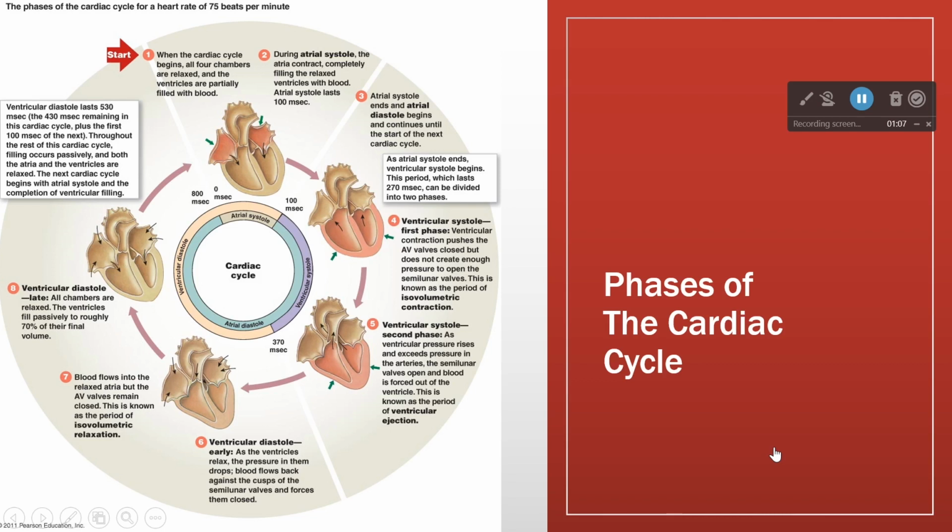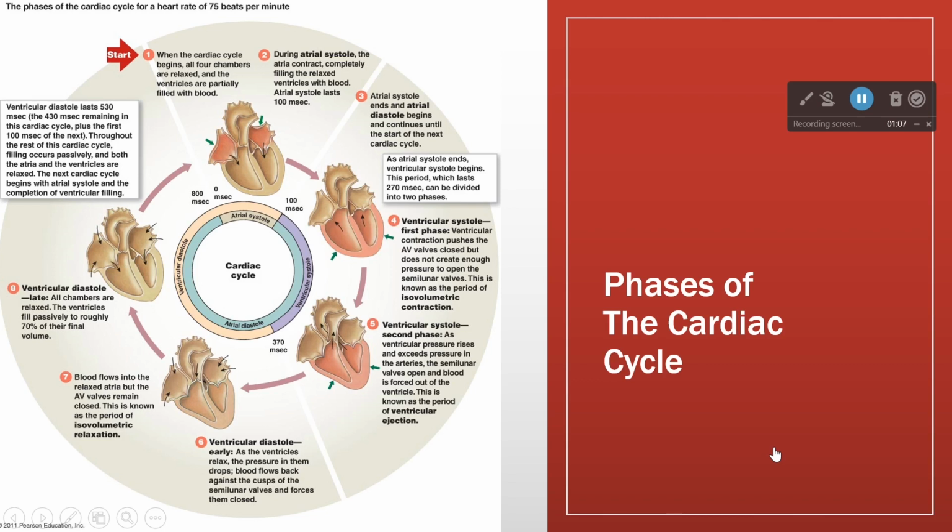So what does that mean? Pressure is increasing, right? We're pressurizing the heart. Once the valves open, then we enter the second part of ventricular systole, which is ejection. Now is when the heart's doing its job. The only job the heart has is to push blood forward. The only time it's doing that job is during ventricular ejection.